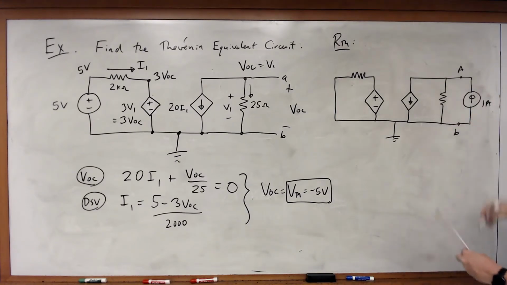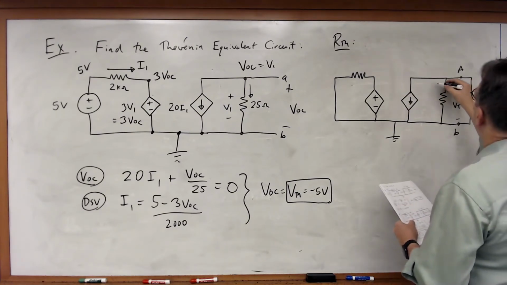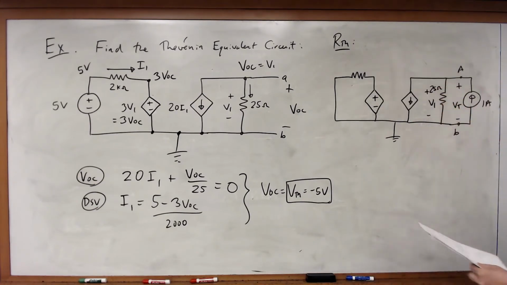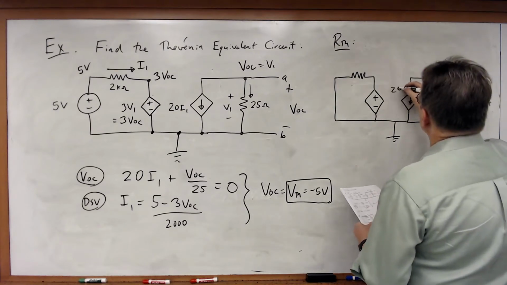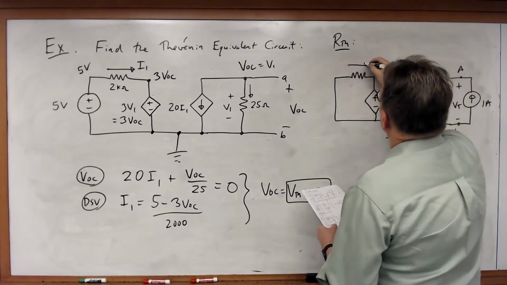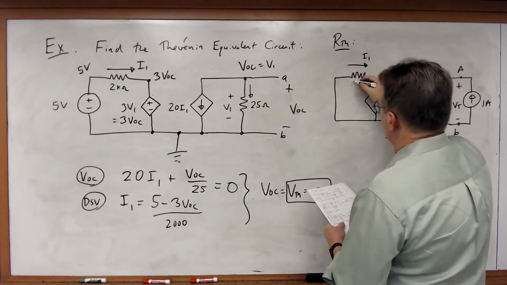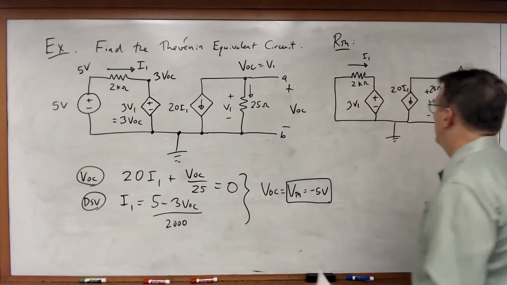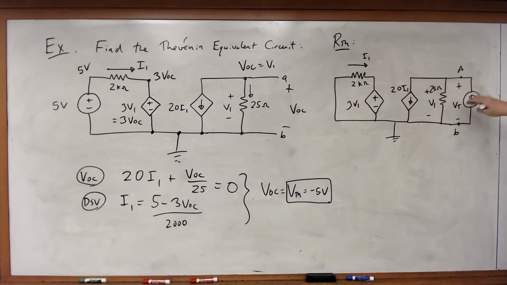And I'm going to use the 1 amp current source, which means I need to find the voltage VT. Once again, this is a 25 ohm resistor with a voltage V1 across that resistor. This is 20 I1. This current is I1, 2K resistor, and this is equal to 3 V1. So in this case, with that 1 amp source, I know that by inspection, since this bottom node is ground, then this must be equal to VT, since I'm defining VT across this.